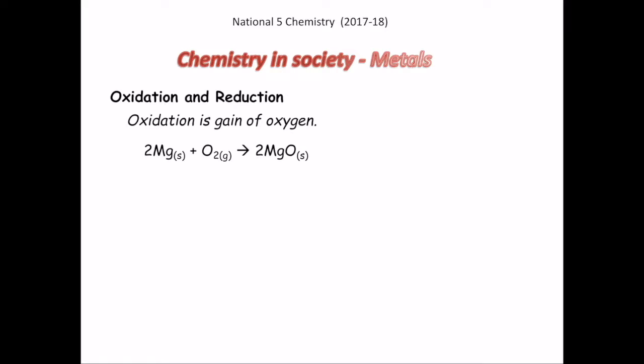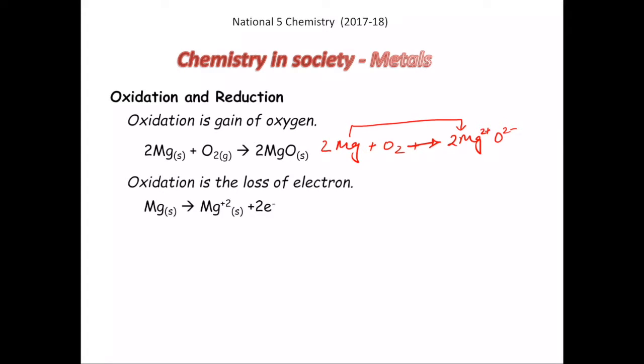Now you can pause the video here and try and write the ionic equation for this. So it would be magnesium combining with oxygen to give you magnesium 2 plus and O2 minus. So you can see here that magnesium atom is changing into magnesium ion by losing 2 electrons. So we can say that oxidation is the loss of electrons. Magnesium atom changing into magnesium ion, and it is losing 2 electrons here.